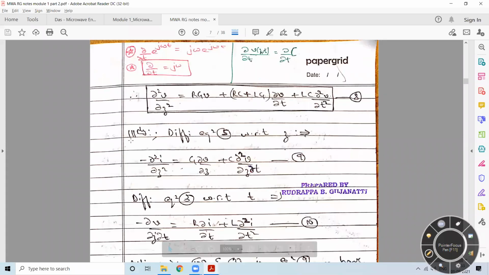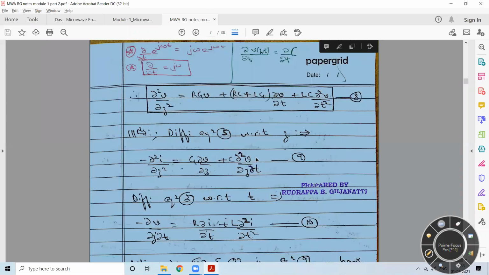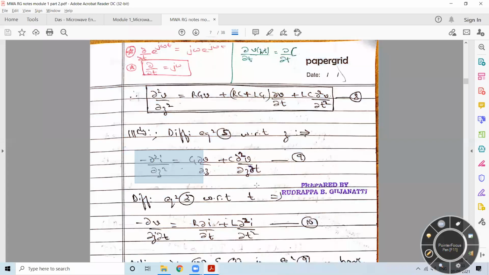That is similarly we consider for the equation 5, that is dou I by dou Z what we have written. So when we differentiate it with respect to Z, I have minus dou square I by dou Z square, which is equal to G into dou V by dou Z plus C into dou square V by dou Z dou T. So this is one parameter what we have obtained. So here I know what is dou V by dou Z. So I'll be replacing that. Now next I have to obtain a replacement for this one, dou square V by dou Z dou T.